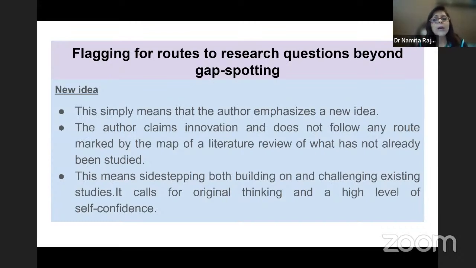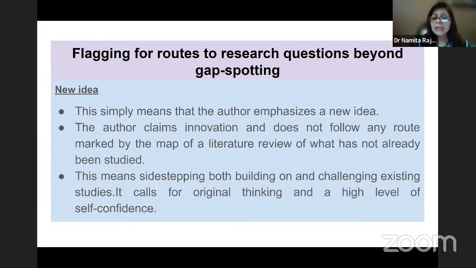Come out with a new idea. This simply means that the author emphasizes a new idea. The author claims innovation, and it does not follow any route which is marked by the literature. You are on a new paradigm, you are on a new frontier, and you have invented. So come out, it's a welcome step. Come out with a new idea.